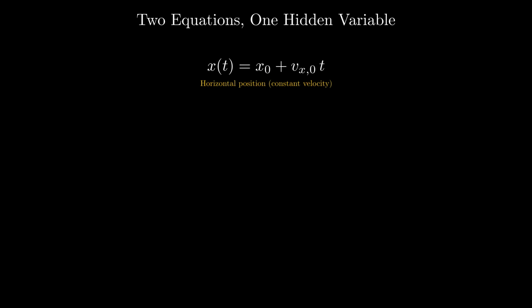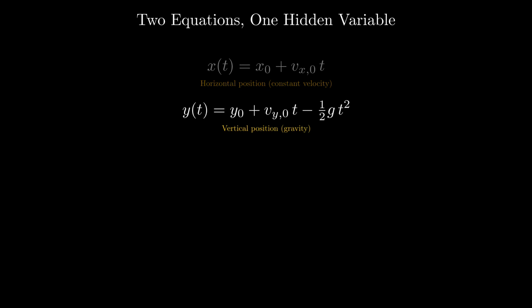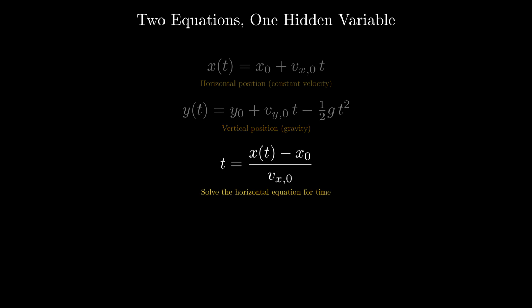Horizontal position grows steadily. x of t equals x naught plus Vx naught times t. Vertical position rises and then falls. y of t equals y naught plus Vy naught times t minus 1/2 g t squared. Time is the hidden link inside both. The strategy is simple. Solve the first equation for time, then substitute that into the second. Time disappears and the relationship between y and x survives.